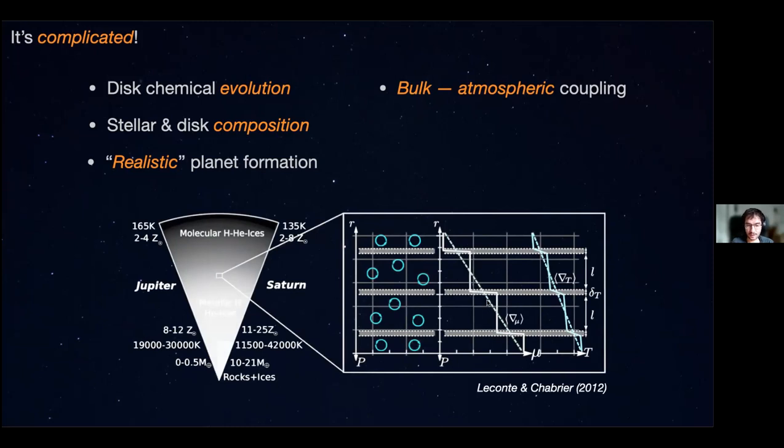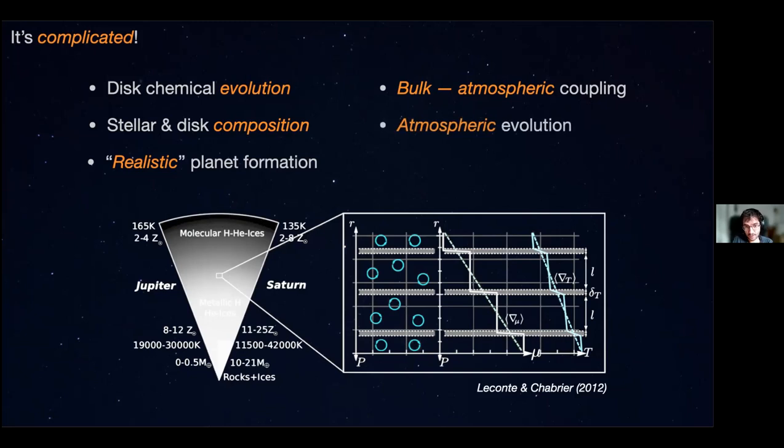You have something like a semi-convection behavior that develops because composition gradient stabilizes the planet against convection. And then you have kind of these metallicity steps in the planet and temperature steps. And you would not expect that the atmospheric composition is equal to the bulk planet enrichment. Maybe they're related, but they're not identical.